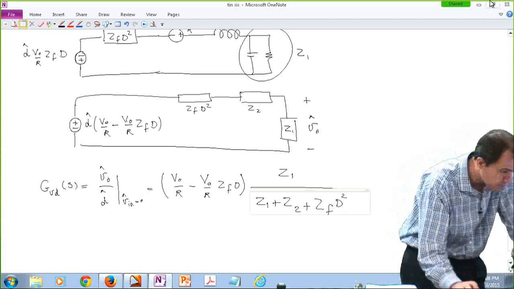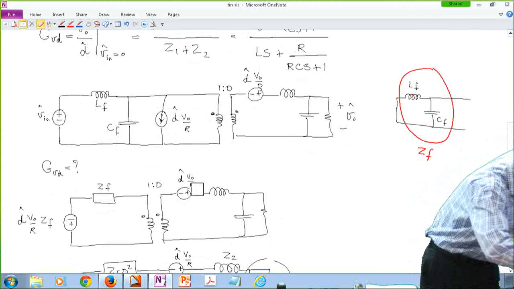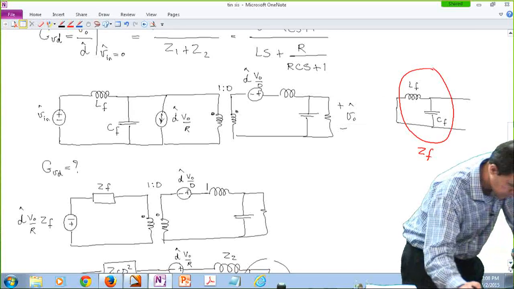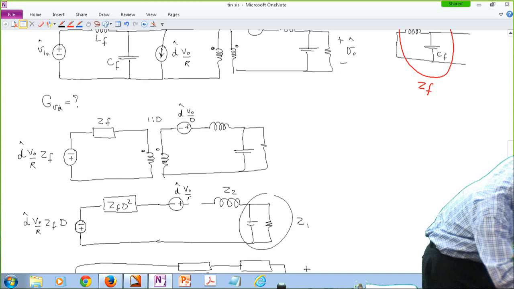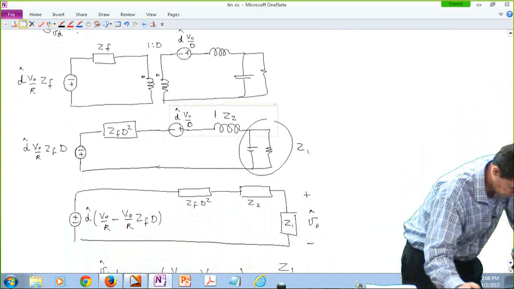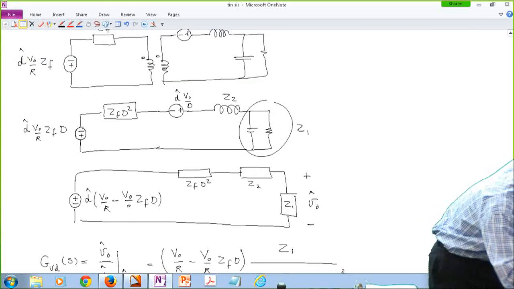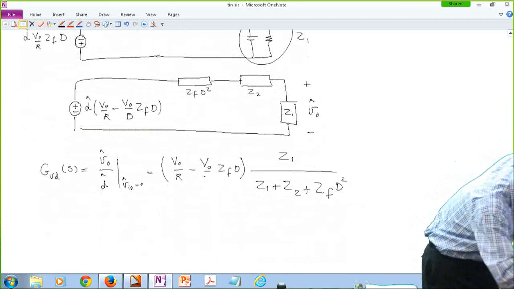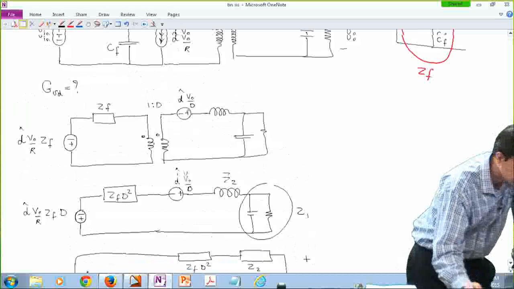Somehow my notes are not consistent here. Let me see if I can solve the problem. This is V out over D, so this also should be V out over D. And this is also V out over D. All right, now what's going to be funny is we cannot really have V out over R, V out over D. The first part should be divided by D. D hat times V. Okay, so maybe that's where the problem is.